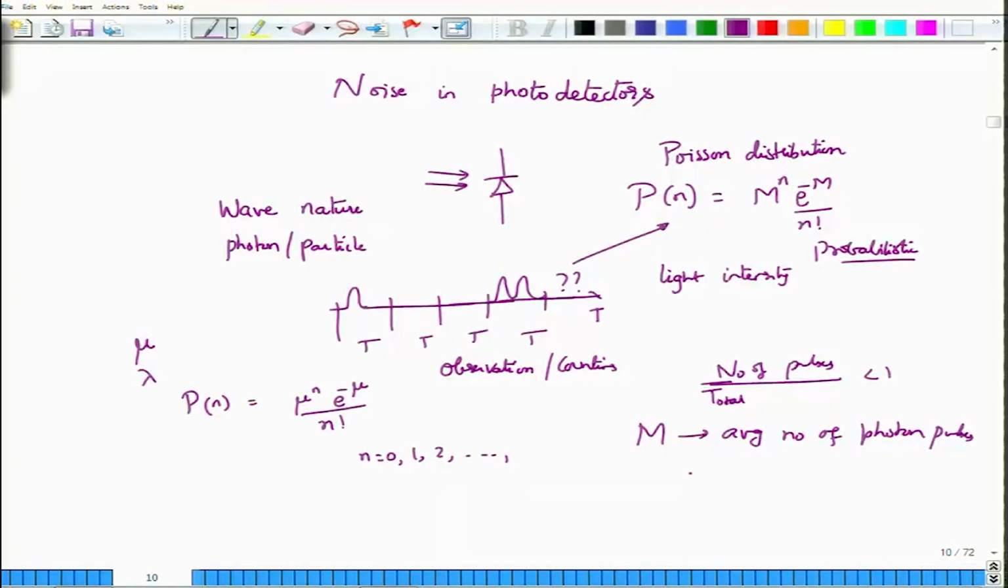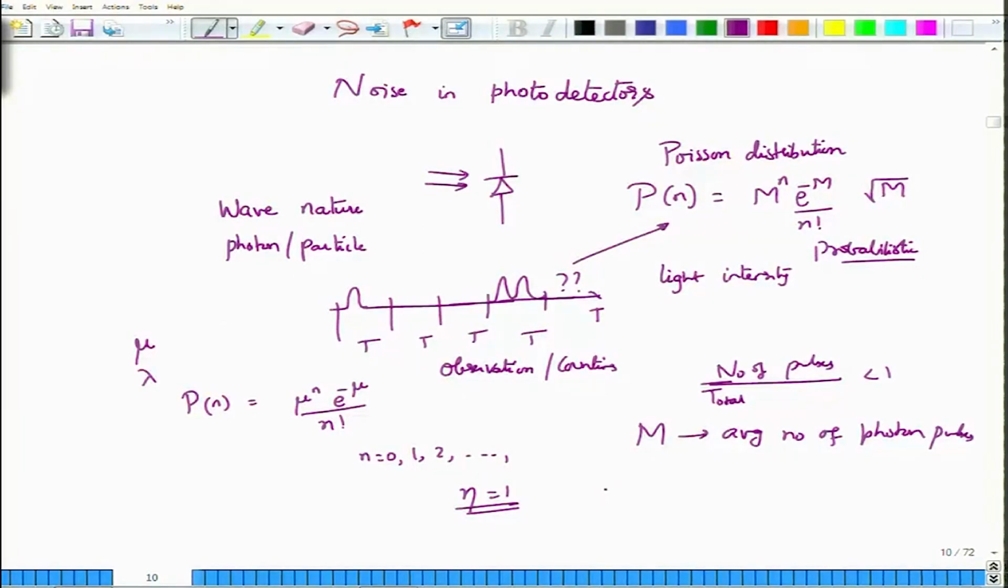It turns out that the average of this distribution is m, as you can show, but the variance is also equal to m, and the RMS value will be equal to the square root of m. Each pulse that arrives, assuming efficiency eta equal to 1, that is, each photon converts into one current pulse, because each electron hole pair carries a charge of q.